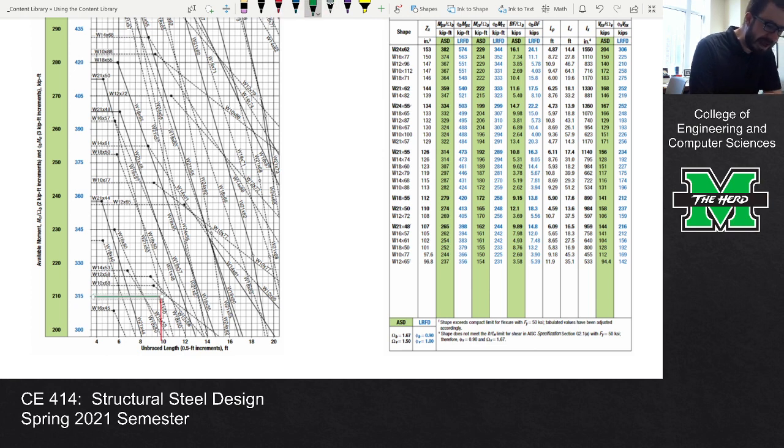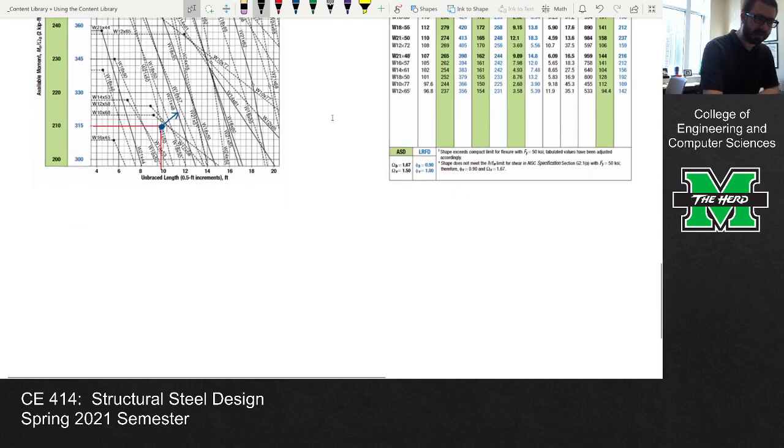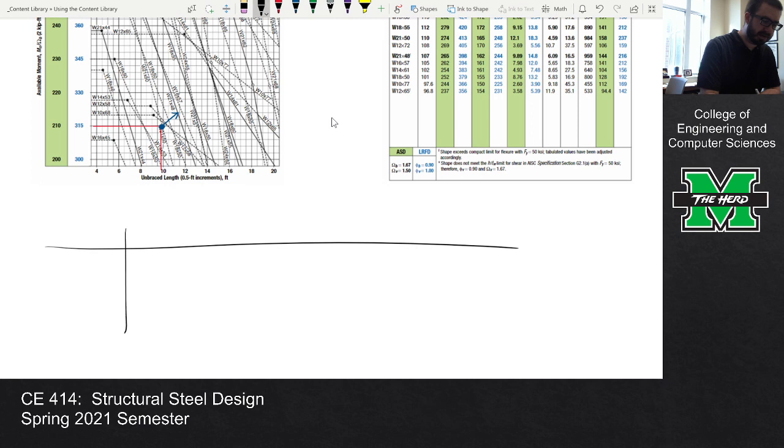And so now that I've got that, what I'm then going to do is pick a trial shape. I'll take that point right there, and I'm going to go up and to the right. The first section I see is a W21 by 48. So maybe I'll start a little table down here, like we had on the slide, and I'll say, okay, trial. The first one is W21 by 48.